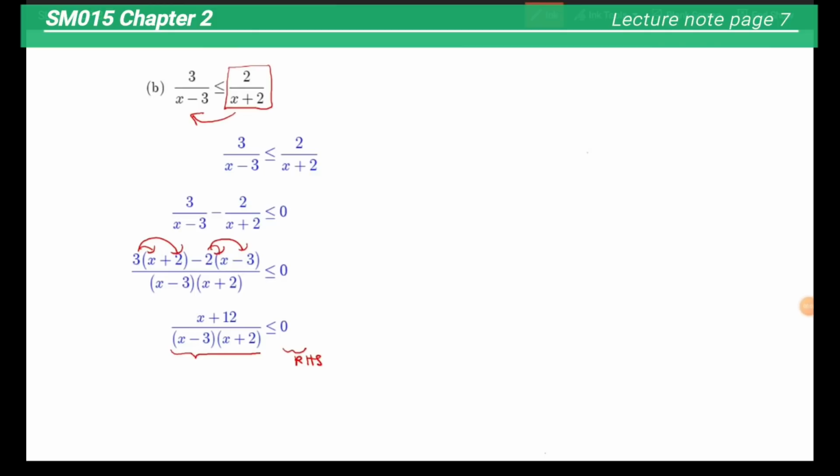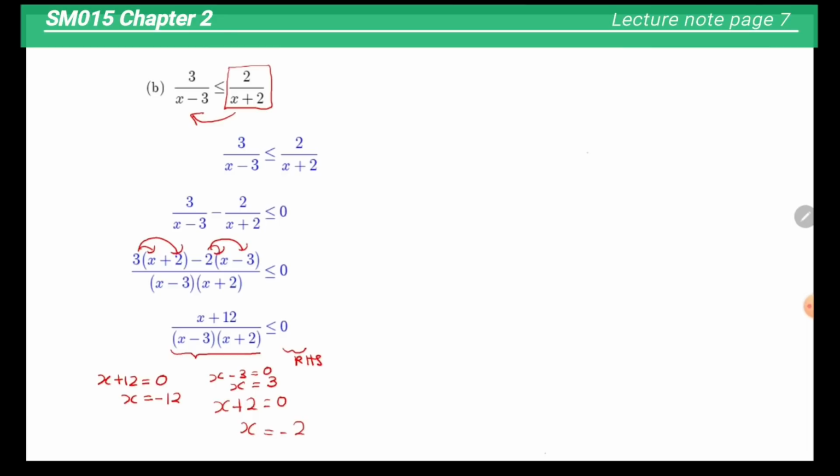I want to find the critical numbers by solving the factors that we have in our expression here. So we have x + 12 = 0, so the critical number will be x = -12 in our numerator. For our denominator, we have x - 3 and x + 2. We need to solve them separately to get the critical numbers. So we have x - 3 = 0, hence x = 3. Another one is x + 2 = 0, hence x = -2.